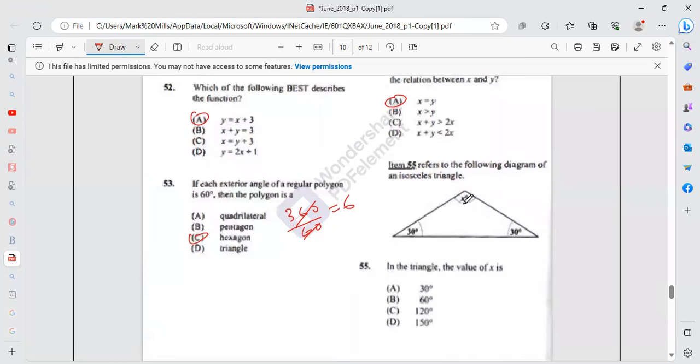This is 30, this is 30, this is the angle, right? So this is 30, 30. That means these two sides are equal. What will be this angle here? When you add 1, 2, 3, how many degrees are you supposed to get? What's the sum of the interior angles of a triangle? 180. So it'll be 180 minus the 30 plus 30. 180 minus 60 will give me 120 degrees. So that will be C.